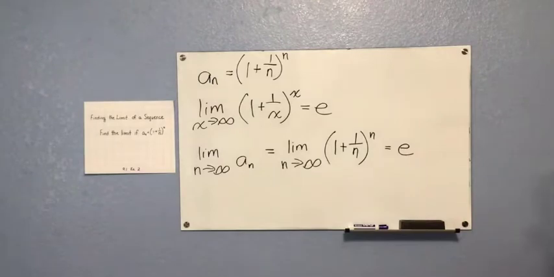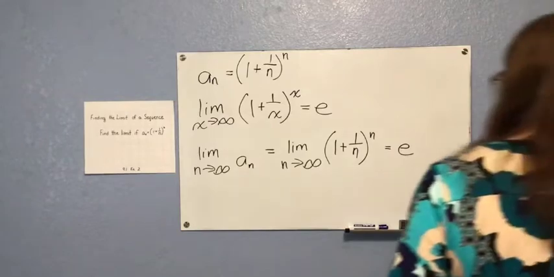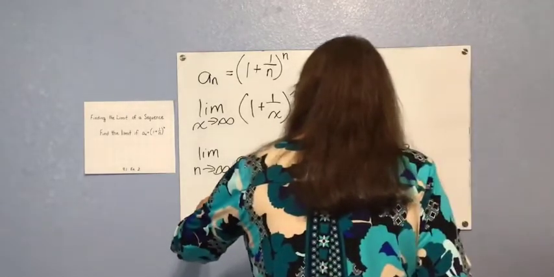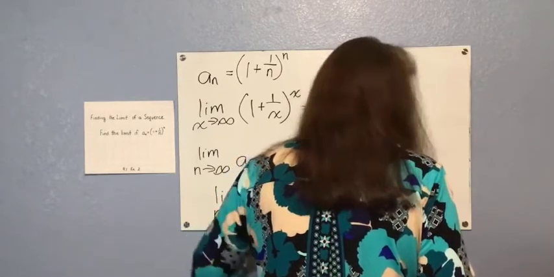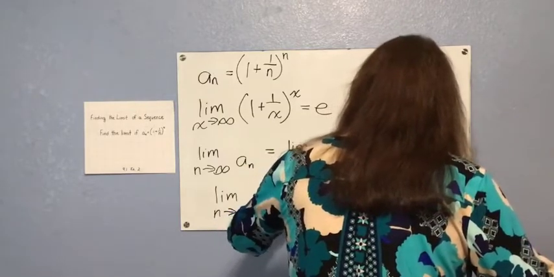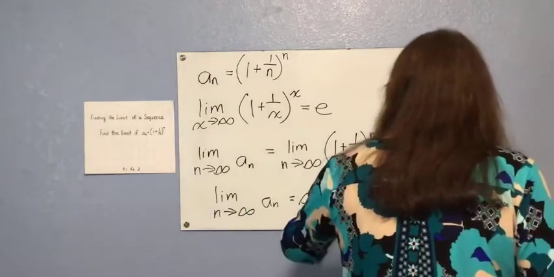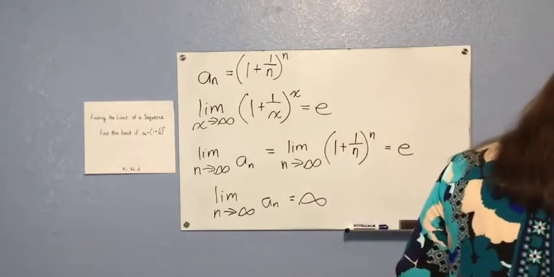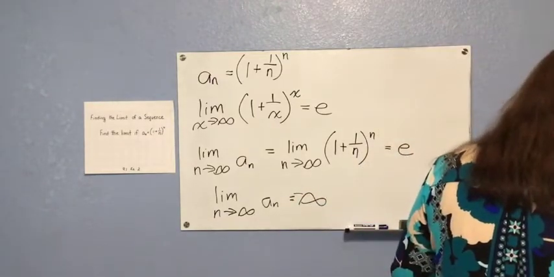Okay, there are some different ways that a sequence can fail to have a limit. For instance, if the terms increase without bound, we could say that the limit as n goes to infinity of a sub n is infinity. Or if the terms decrease without bound, we could say the same thing, but it would go to negative infinity.